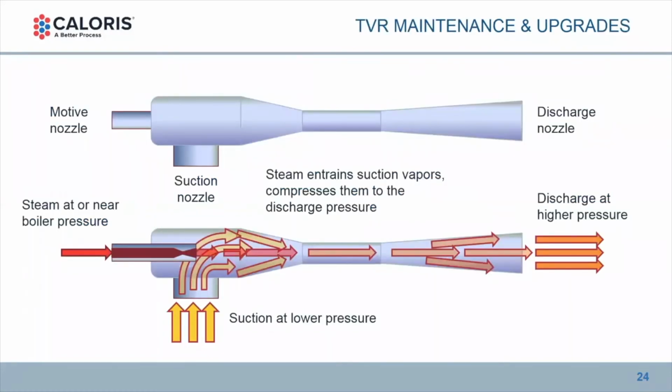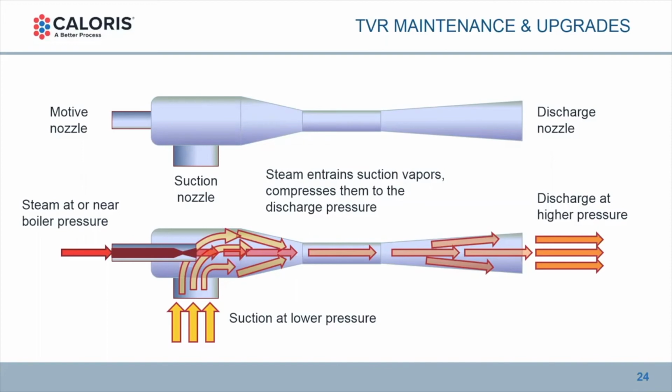TVRs. So we've got steam motive compression for that TVR efficiency. And in old TVRs, that motive steam nozzle does need to be routinely inspected. And you've got to pull it out. You've got to look at it. It's a highly engineered device where you're putting motive steam in and drawing suction of vapors out, compressing them to a higher temperature, higher pressure as your heating source.